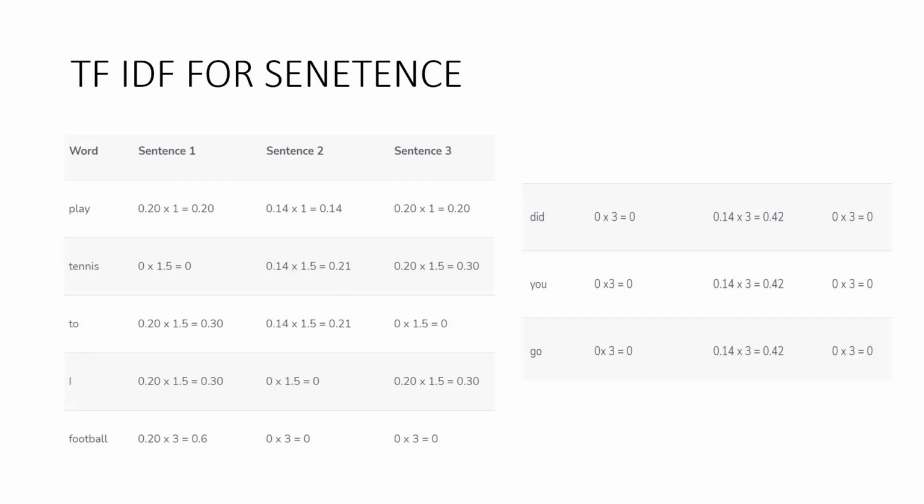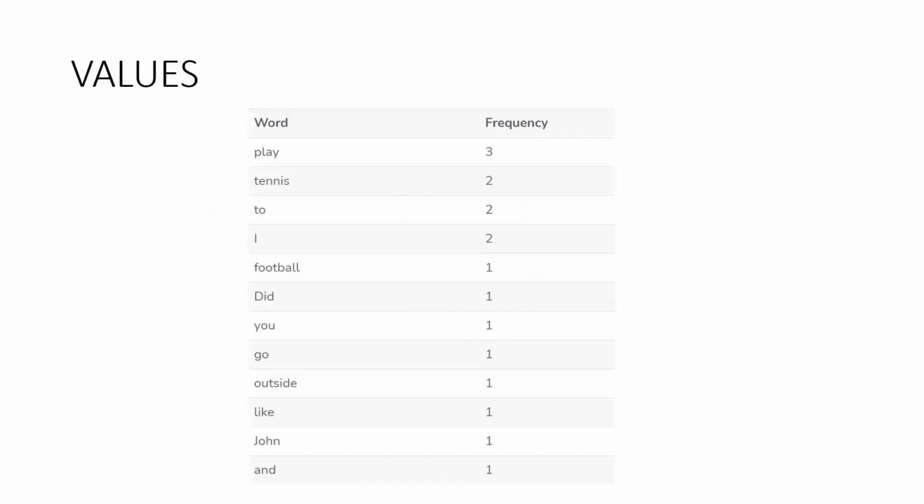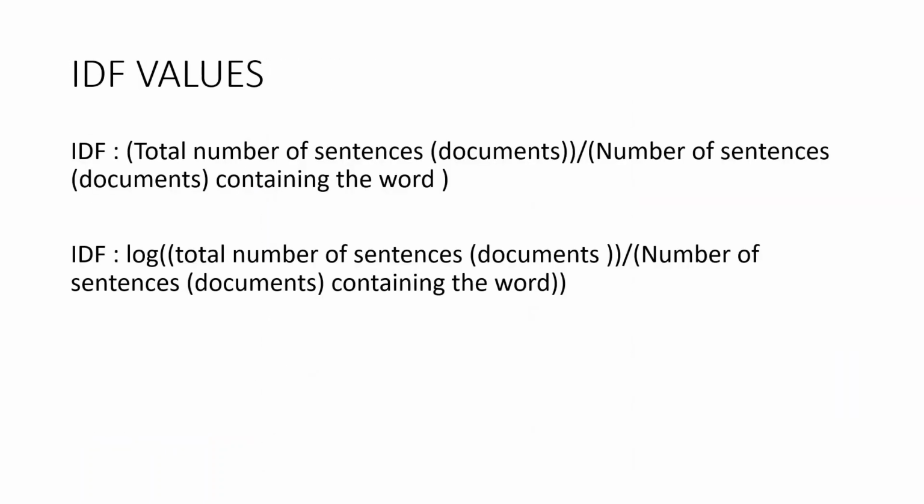It is important to mention that to mitigate the effect of very rare and very common words on the corpus, the log of the IDF values can be calculated before multiplying it with the TF value. In such a case, the formula for IDF will be: IDF is the log of total number of sentences, that is documents, divided by number of sentences, that is documents, containing the word. We need to take the log of the previous one.